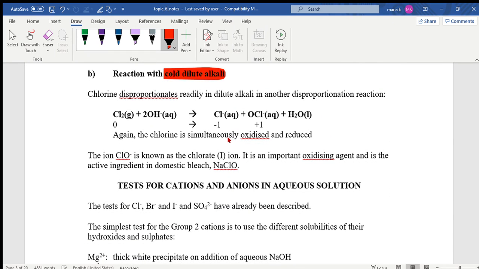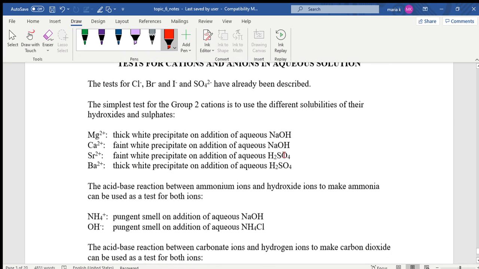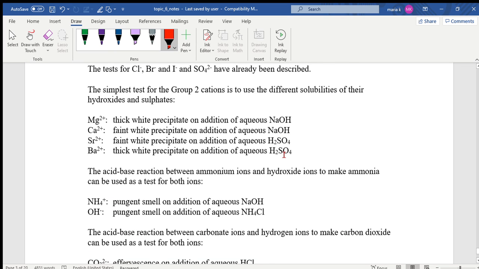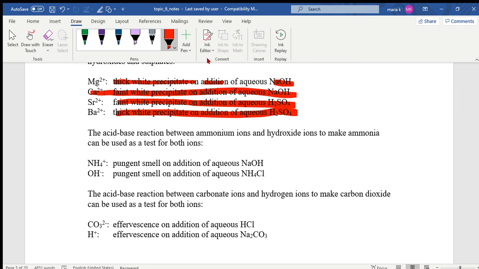Reaction with cold dilute alkali. So remember, alkali is OH-. Now it will form some chloride. Okay, fine. Just read that yourself.